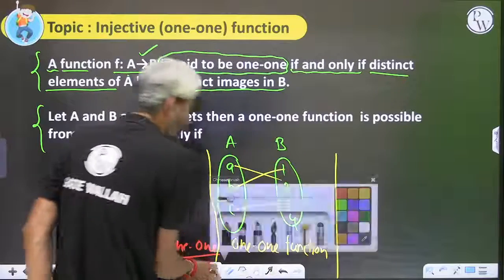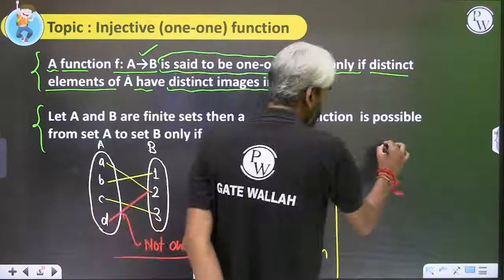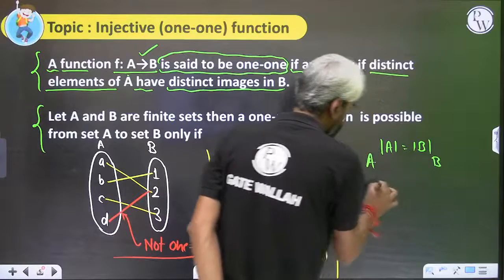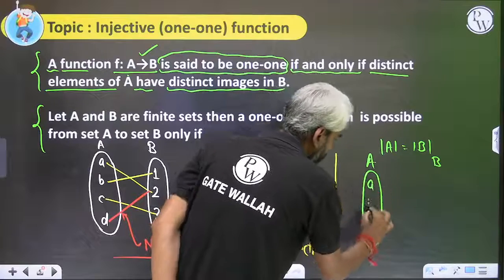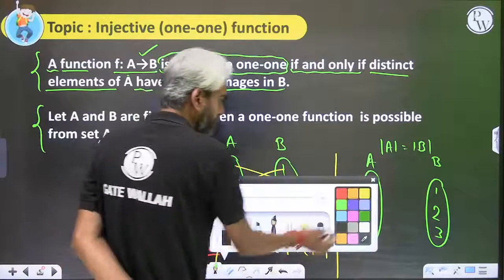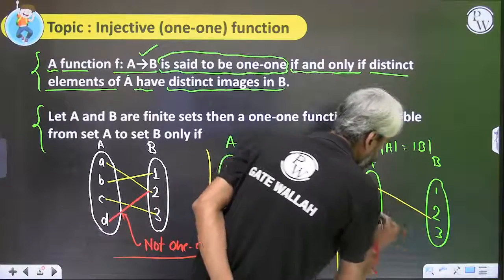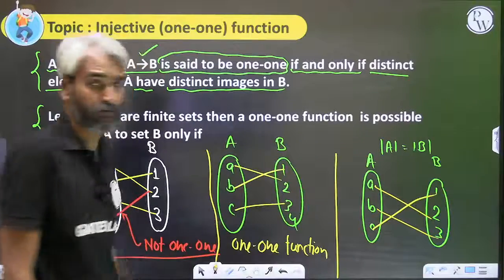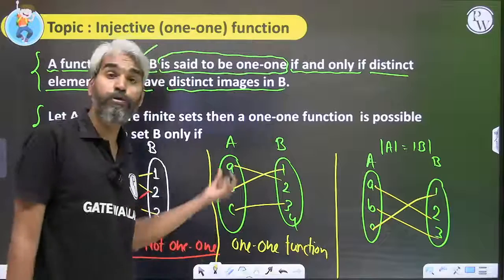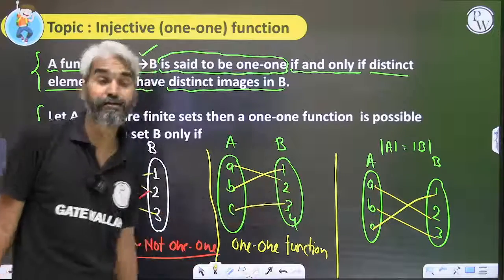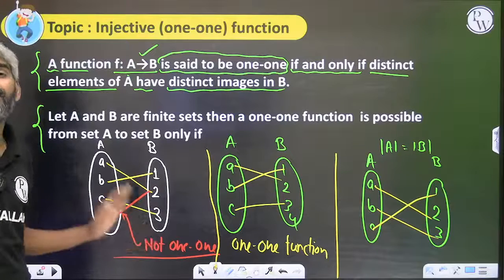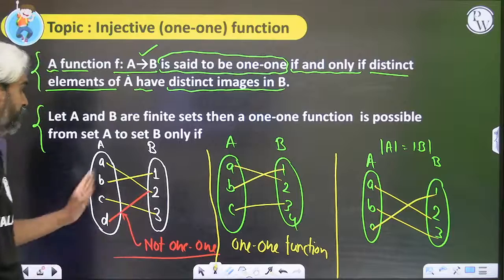Now what if the cardinality of set A is equal to the cardinality of set B? Let's assume that both these sets have an equal number of elements. Can we have a 1-1 function? Yes, sir, this is 1-1 because distinct elements of the domain are having distinct images in this case. But if the number of elements in set A is more than the number of elements in set B, then it is never possible to have a 1-1 function from set A to set B.